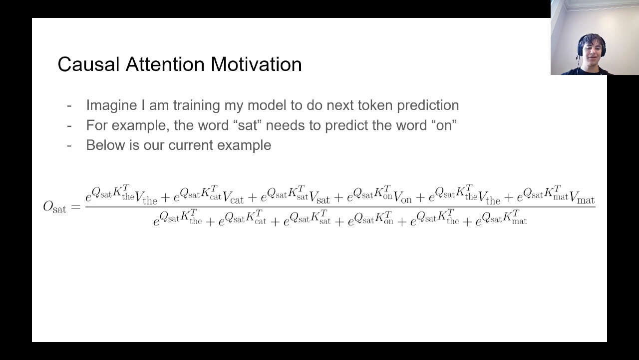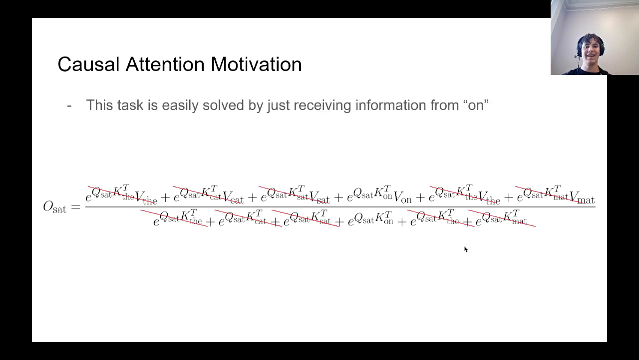So this is what we want to do. We want to combine information to sat. We want the new representation of sat to be a combination that is informative of how to predict the word on. Now there's a problem here. An easy way to do that is just to remove every single value except for on. Then it's really easy. All you have to do is copy and paste this, and there's your prediction. That's too easy. All you need is one attention layer to do that. You don't need a whole transformer. This isn't what you want.